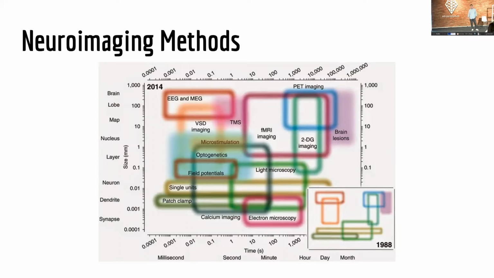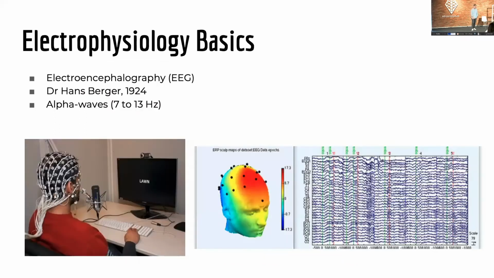Yeah, what is EEG basically? It's electroencephalography. It was discovered a bit less than 100 years ago by Hans Berger. And the first kind of signal that he was able to record is the alpha waves from 7 to 13 hertz. We will get a bit more into detail on the frequency ranges and all that kind of stuff.